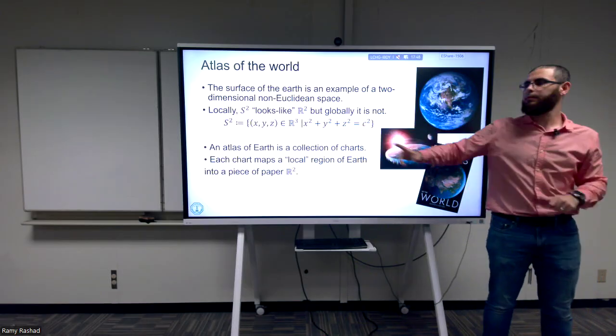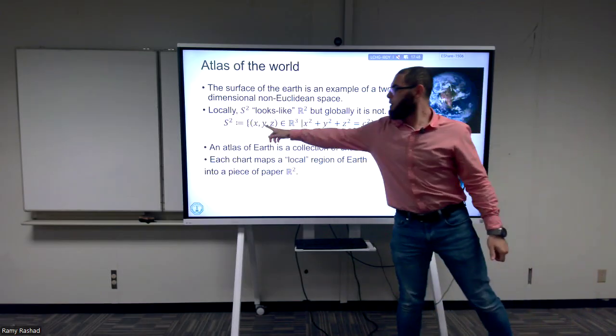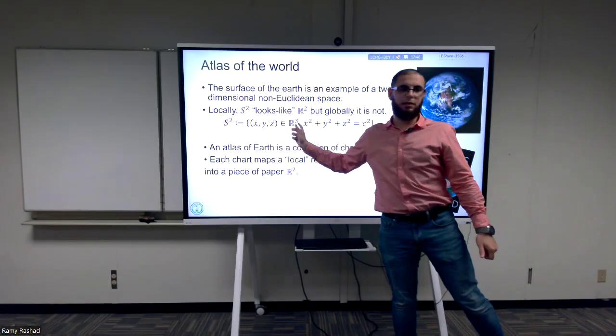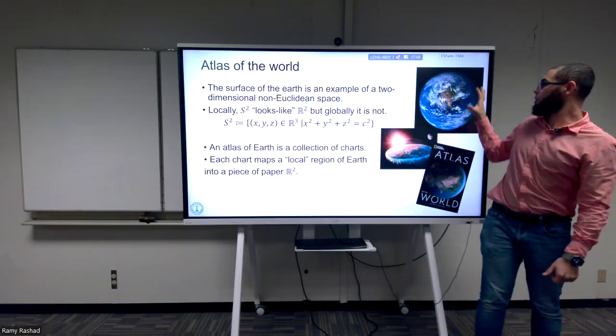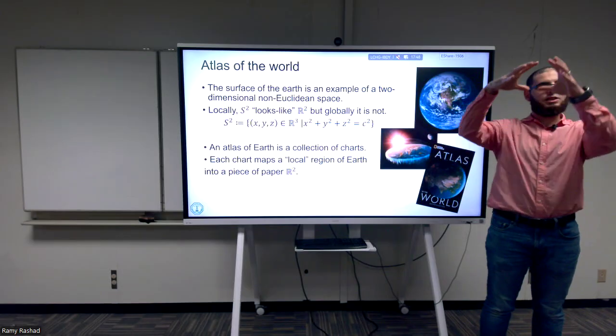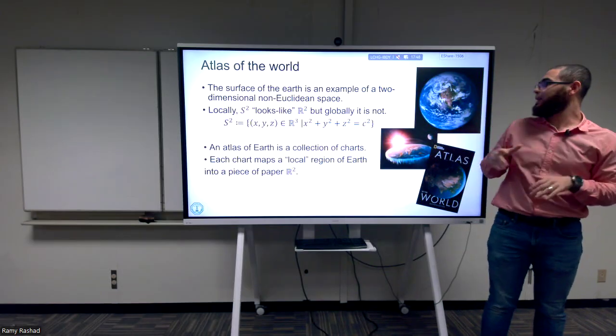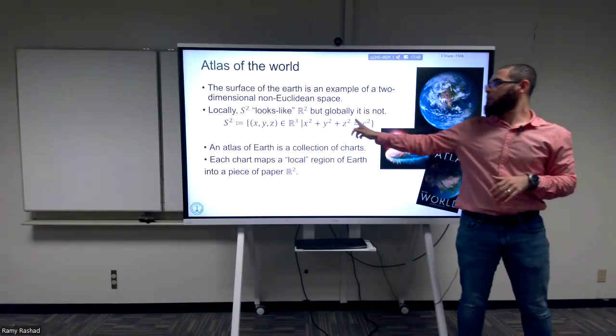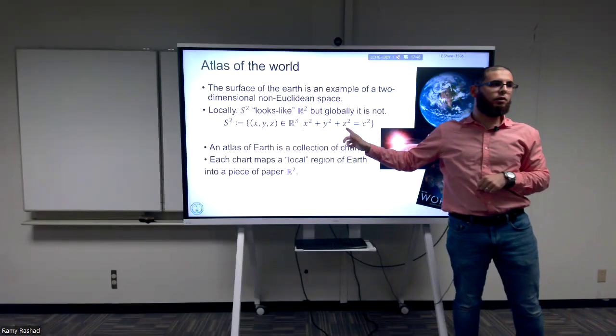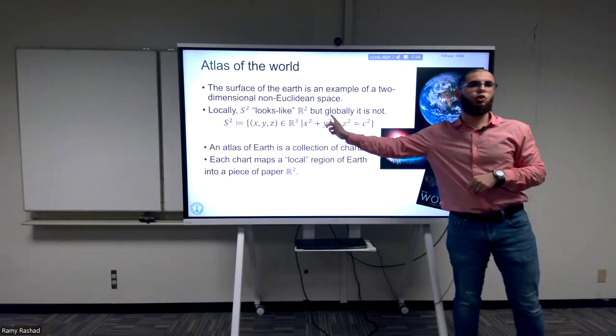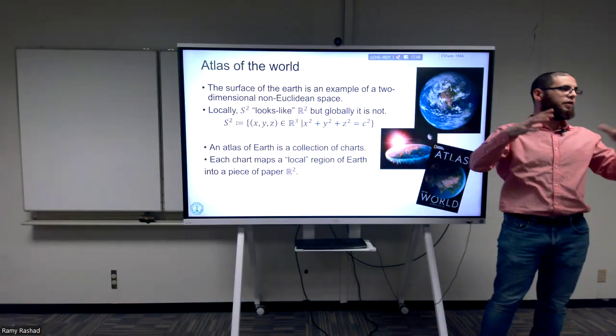We introduced this definition of S2 before, right? You can think of it as a subset of R3. So the surface of the Earth is a subset of the space it lives in, R3, but it has a condition: any point on this surface, or any point on this manifold, should satisfy this constraint, that it should be on the surface of a sphere.